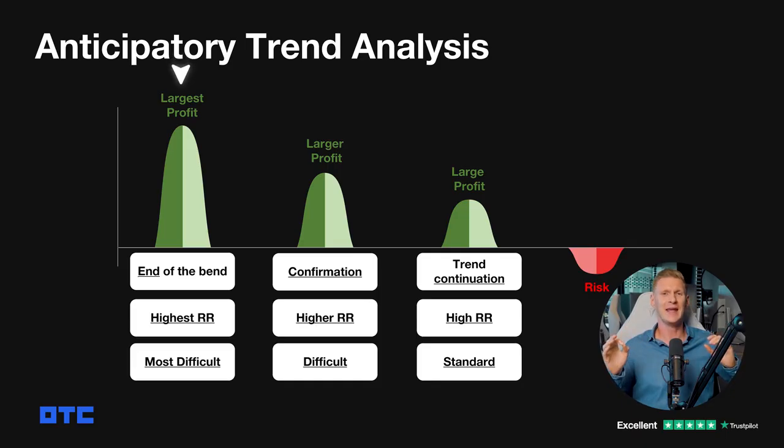Finally, there's end of the band using HTF trend theory. This is the most difficult of the 3, but offers the highest profit potential, as it focuses on identifying the very start of a new trend. Catching a reversal at its inception can lead to exceptional risk to reward ratio.